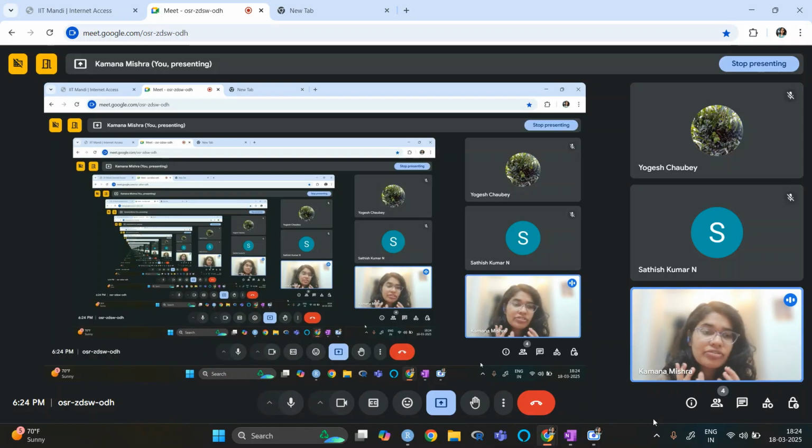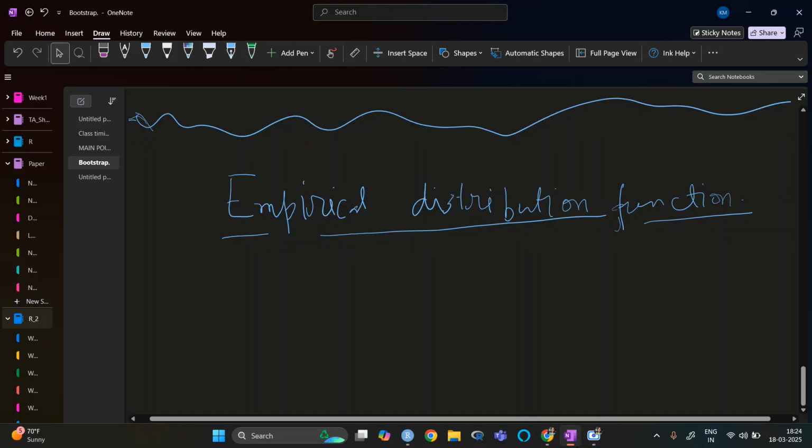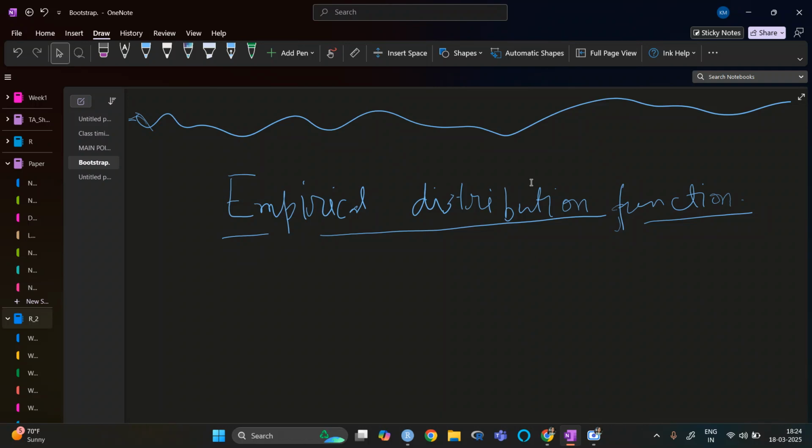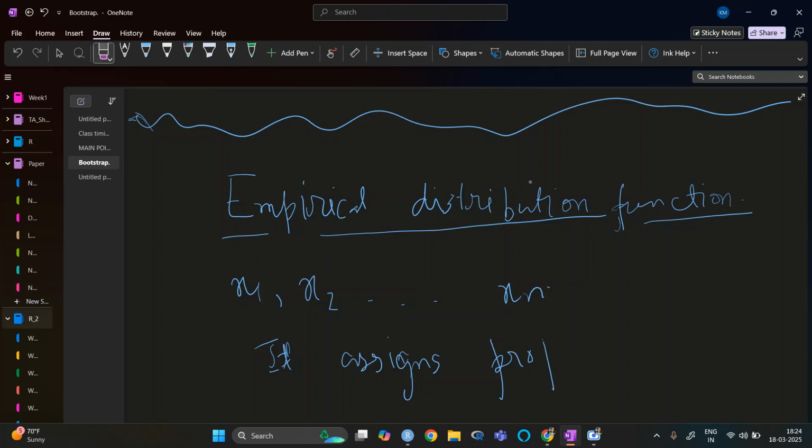So if you do not have information regarding the probability distribution of the data, then we try to find it with the help of the empirical distribution function. Okay, so EDF is basically, if I have x1, x2 up to xn, it assigns probability 1 by n to each.